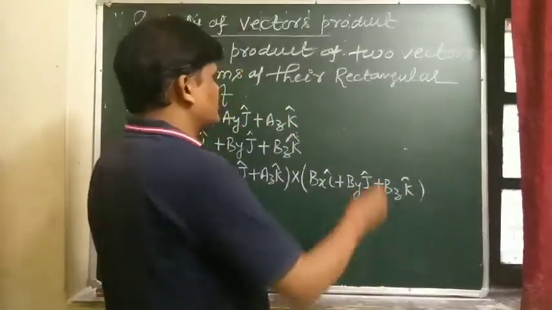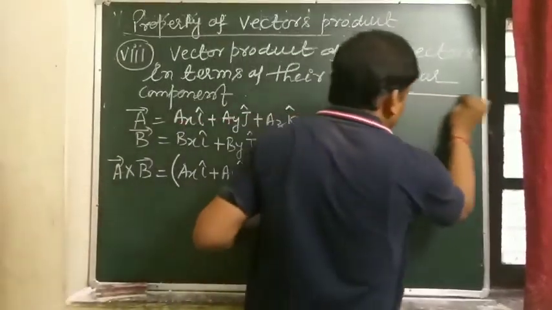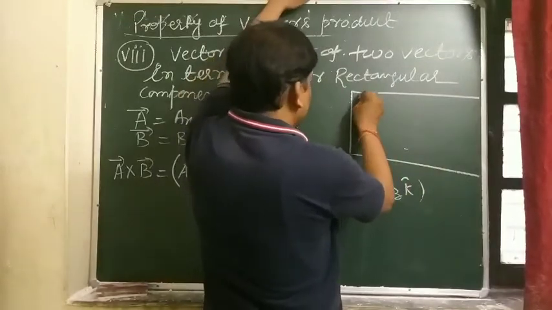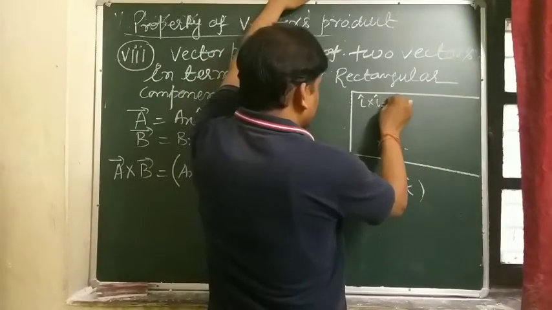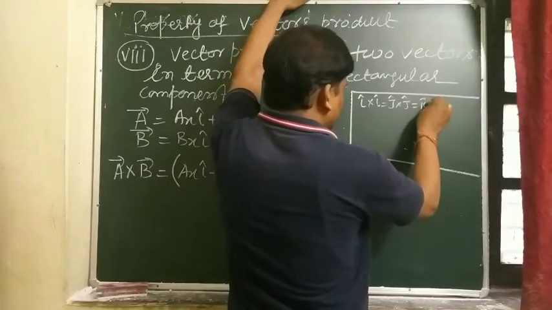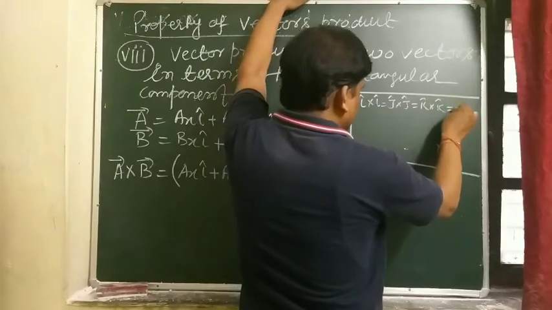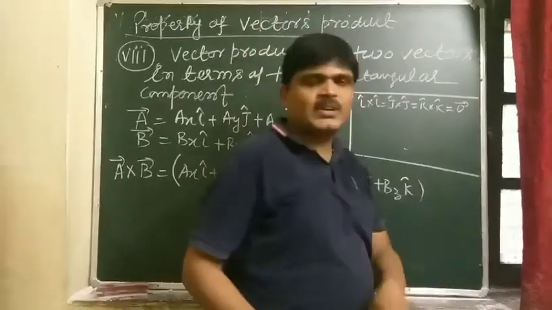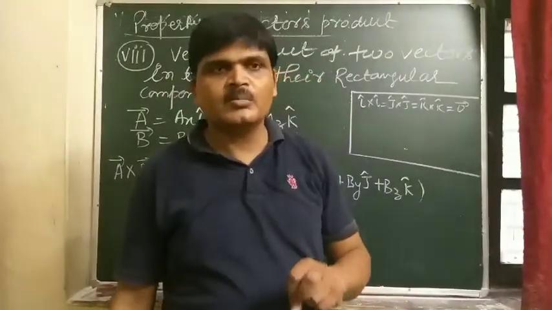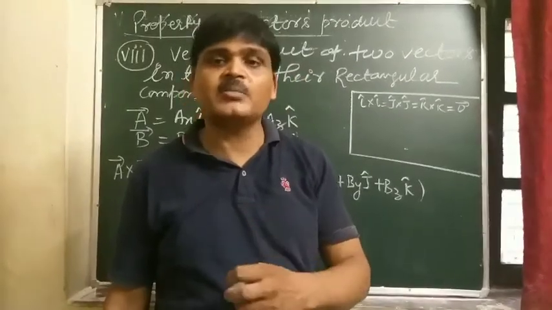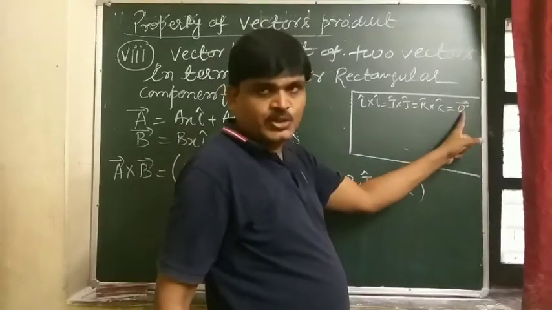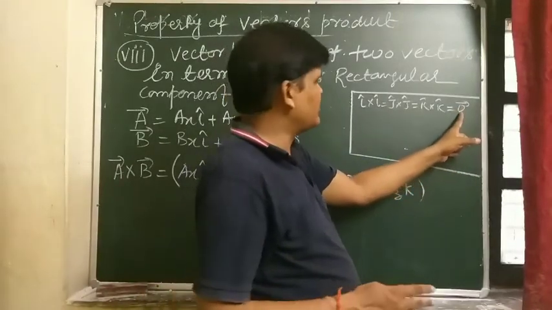And students, you know that i cross i, j cross j, which is equal to k cross k, is a null vector. And for a null vector, the magnitude is 0, but the direction is arbitrary. So the magnitude of a null vector is 0, and the direction is arbitrary.